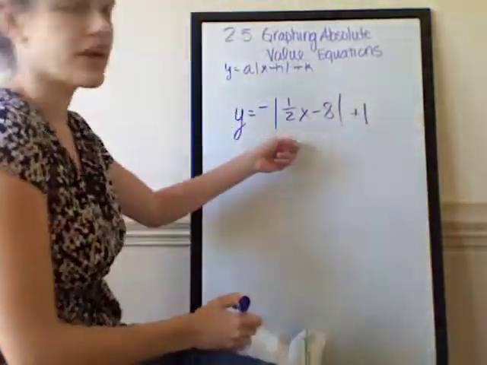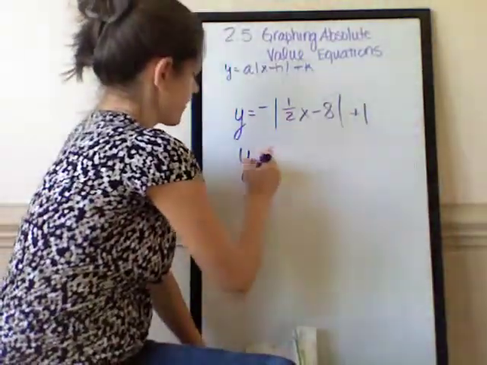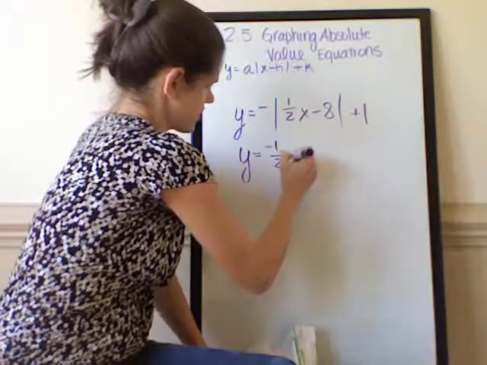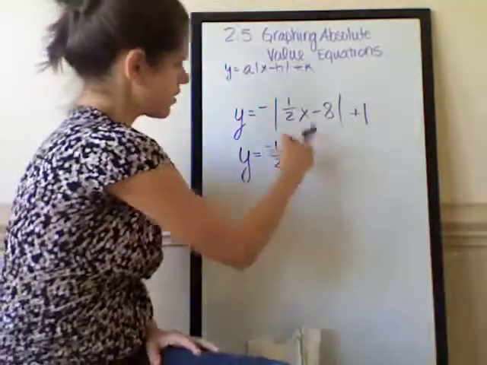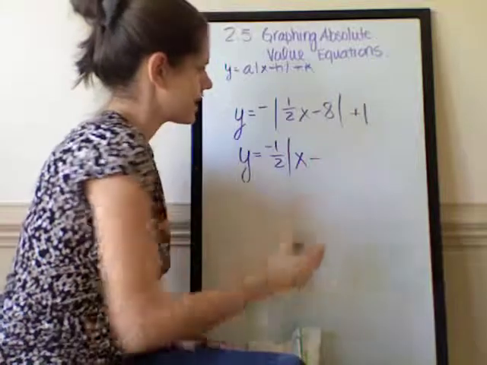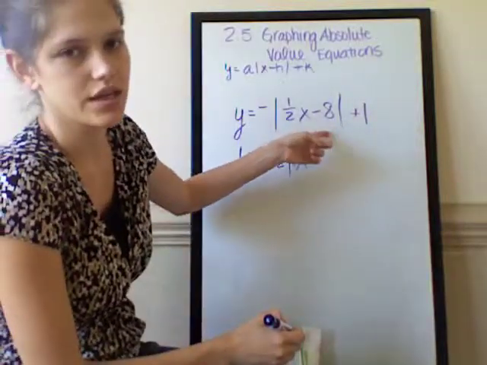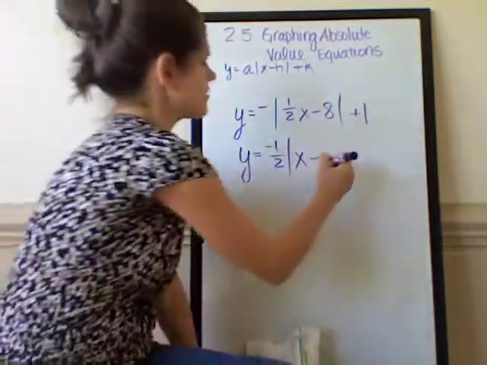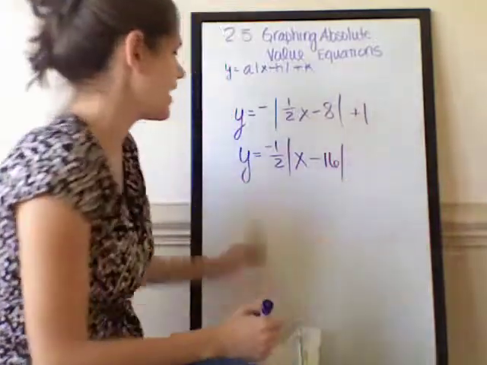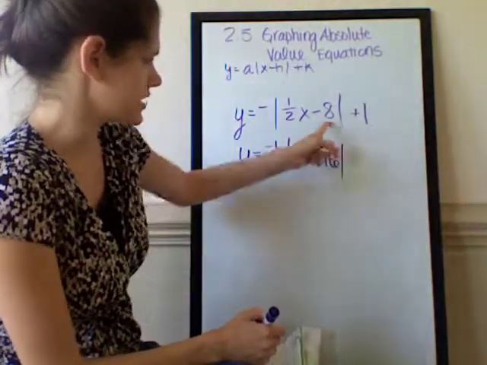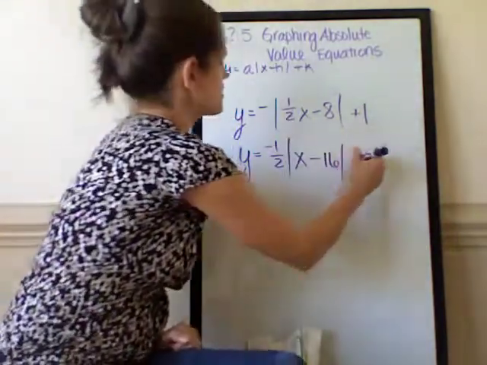Alright, I've got to factor out this 1/2. So if I factor that out, my 1/2 comes out, leaving me with x minus, what's going to be here is 16, because when I factor out the 1/2, 1/2 times 16 would give me the 8.